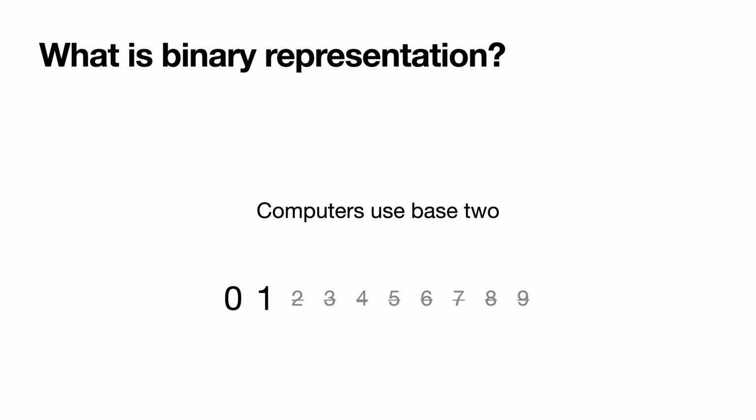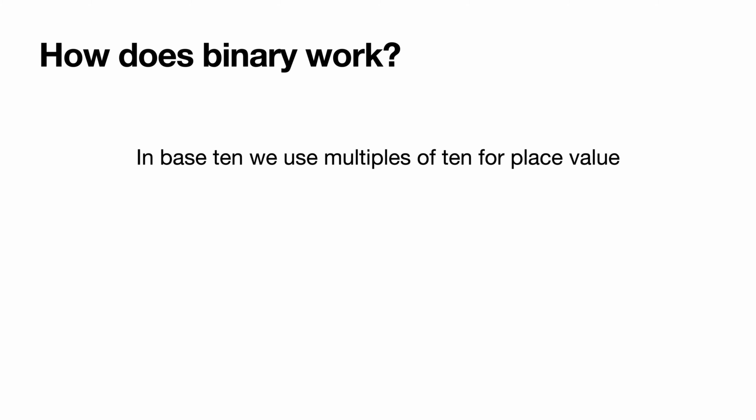Computers use something called base 2. Base 2 is only able to use two digits, so it's only able to represent two values per digit. Now, what does that mean in practice?